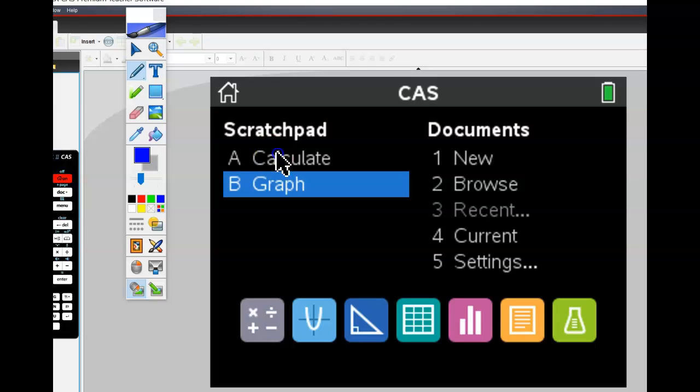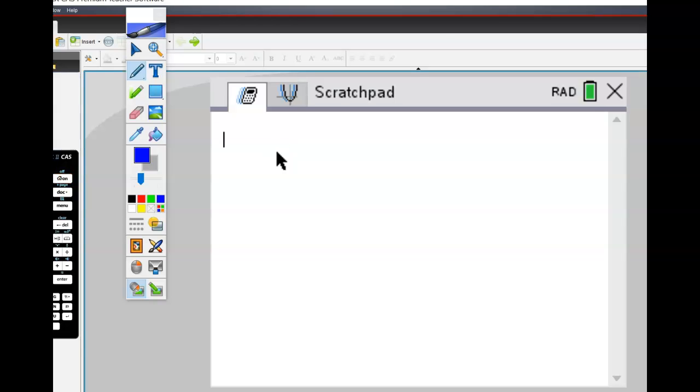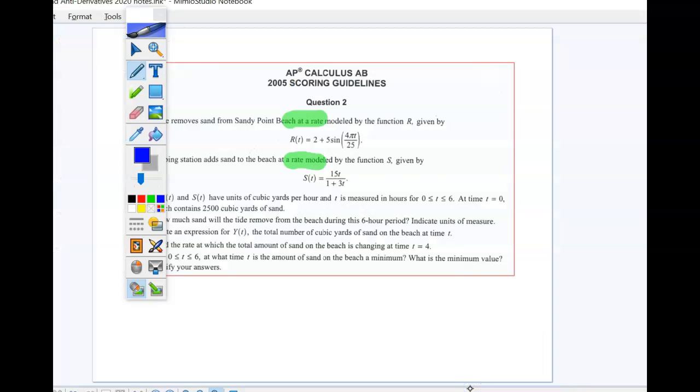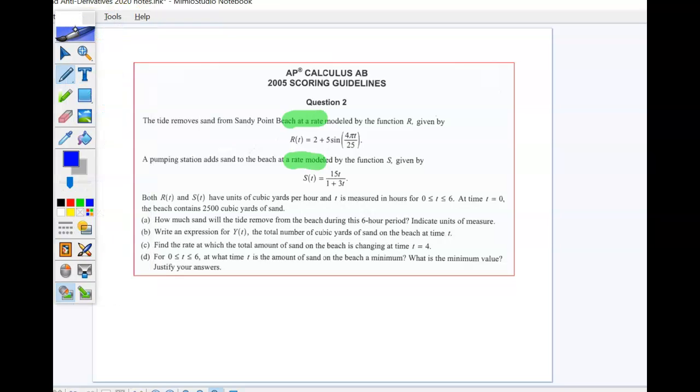Okay, so now let's go back to our calculate screen. Our question says, how much sand will the tide remove from the beach during a 6-hour period? Indicate the units of measure. So in part A, they want to know how much sand will be removed. Well, we know the rate that the sand is being removed, so to find the amount, we have to integrate. I'm integrating from 0 to 6 of my function r of t dt, which is the rate at which the sand is being removed.